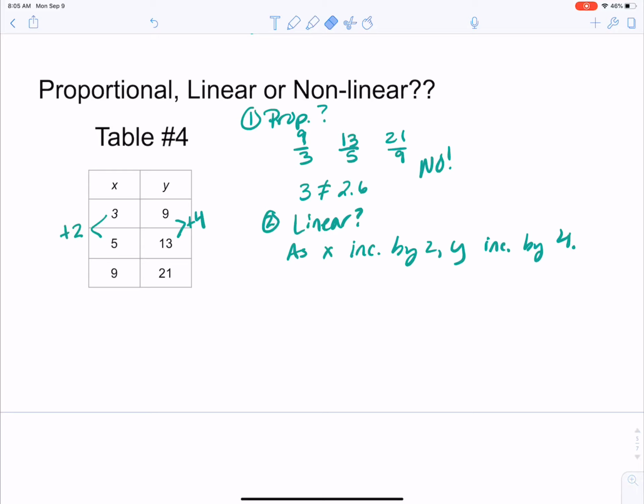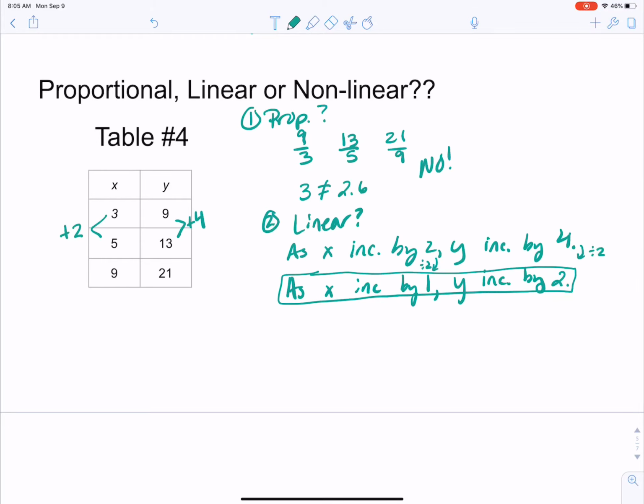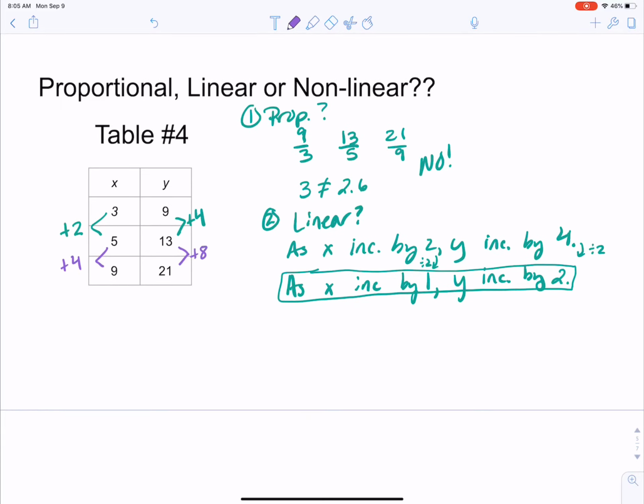And again, if we were to break that down into a unit rate, we want that to say as x increases by 1, y increases by, and to get from 2 to 1, we would have to divide by 2. So again, we're going to divide by 2 to scale that ratio down, and we would get 2. So as x increases by 1, y increases by 2. We need to explore the rest of the table. So here, from 5 to 9, x is increasing by 4. From 13 to 21, y is increasing by 8. So that sentence would say, as x increases by 4, y increases by 8.